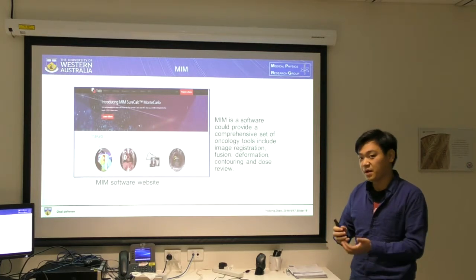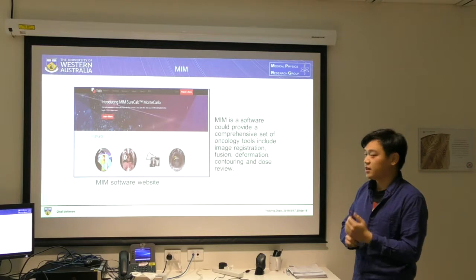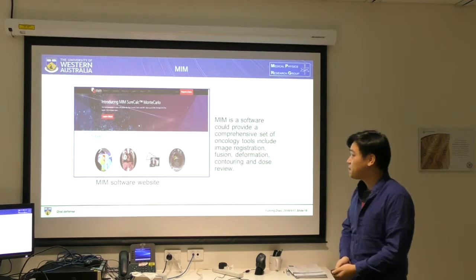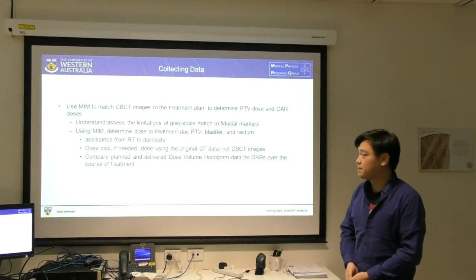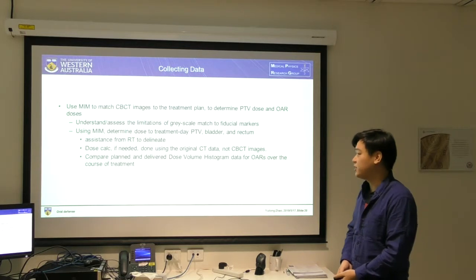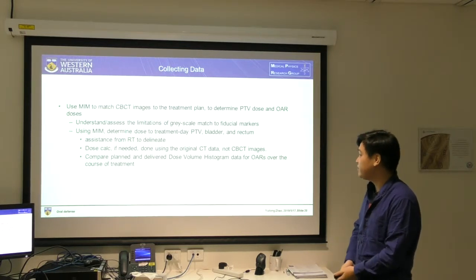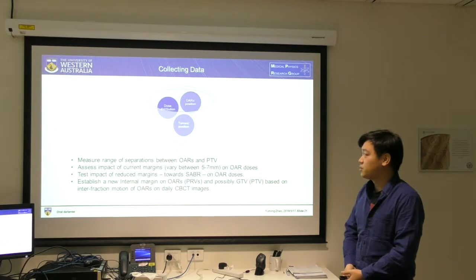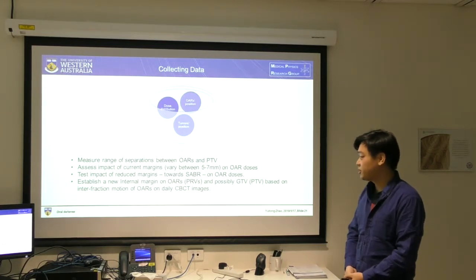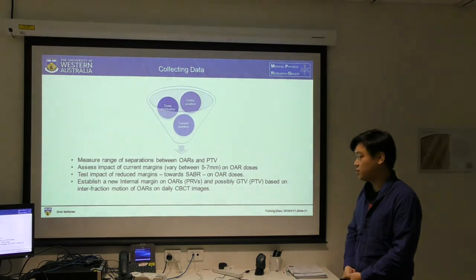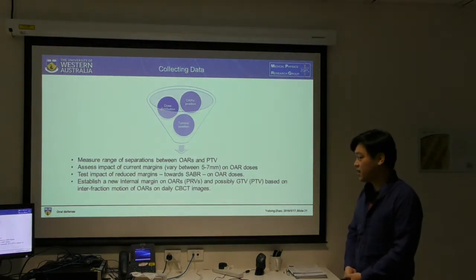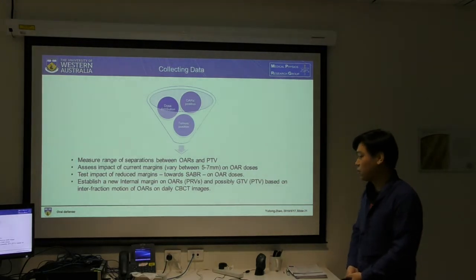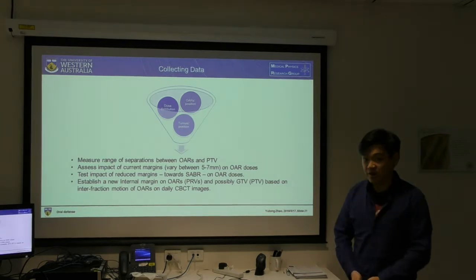Once we have mapped all the setup shapes, we're going to calculate the dose contribution. So we're going to rely on another software which is called MIM. By using the MIM, we can match the CBCT images to the treatment plan and determine the PTV dose and OAR doses. Once we have all of this information, the dose distribution, tumor's position, OAR's position, we can measure the range of separation between OARs and PTV and assess the impact of current margins and reduced margins. Establish a new internal margin on OARs and possibly GTV or PTV.